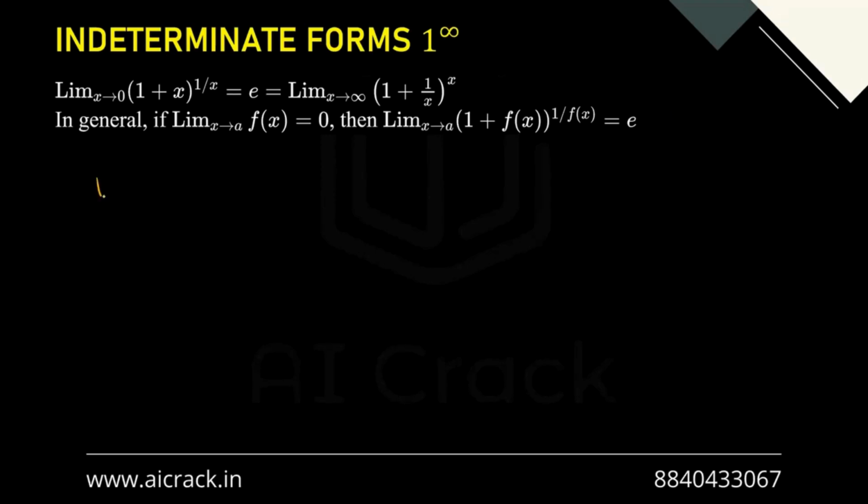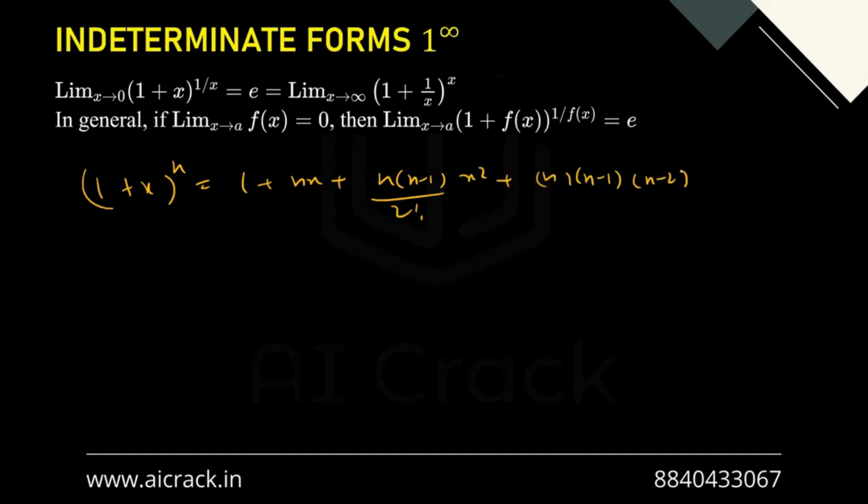Now, if we talk about the general expansion of (1 plus x) raised power n, the general expansion, not the binomial one, it would be 1 plus nx plus n(n minus 1) divided by 2 factorial x square plus n(n minus 1)(n minus 2) divided by 3 factorial x cube, and so on till infinity. Okay, this keeps on going.